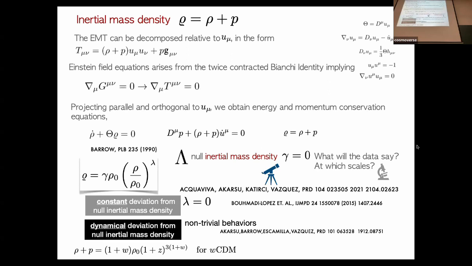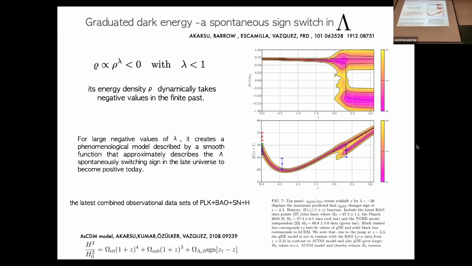Of course, there's a possible dynamical deviation from null inertial mass density, and it may give rise to some non-trivial behaviors, as in the graduated dark energy offered by Akarsu, Barrow, Escamilla, and Vazquez. They worked on it, and they realized that there should be a rapid transition to negative energy density, and phenomenologically it corresponds to a sign switch on the lambda, because when you look at this plot, there is lambda CDM, but the negative lambda is favored in this region, and it can be obtained from the graduated dark energy. But it needs very large negative values of lambda.